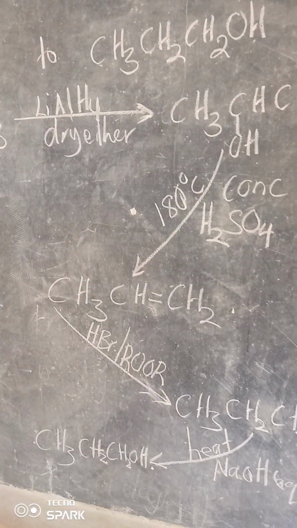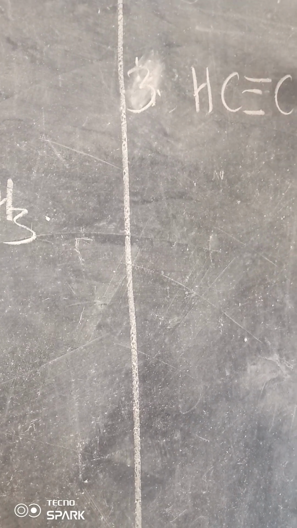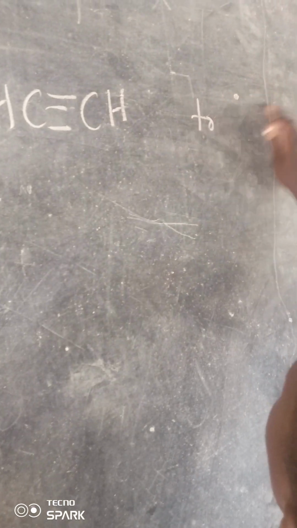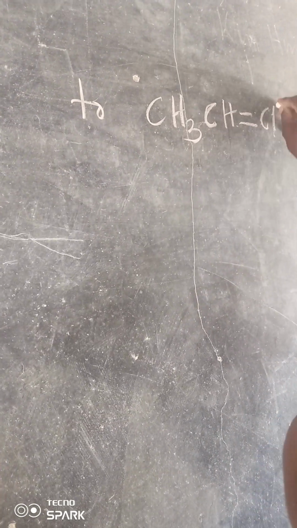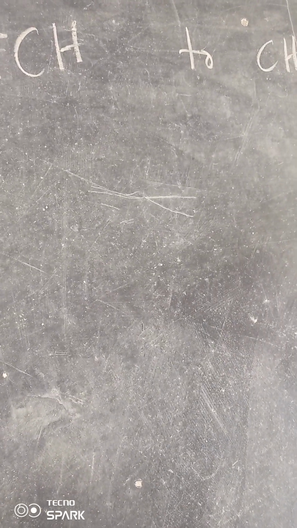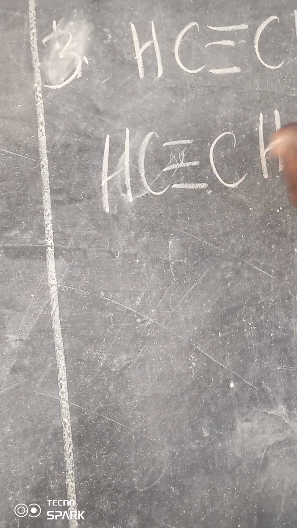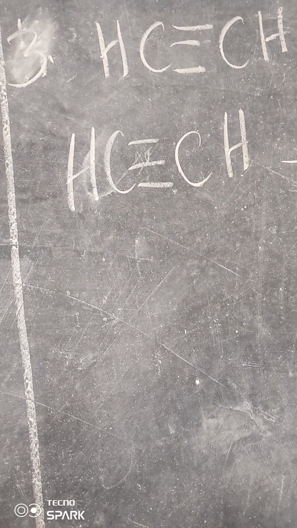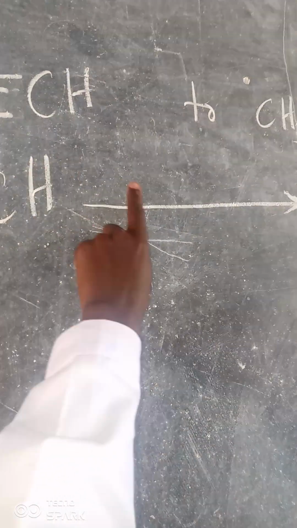Now another number. This is another number. This is ethyne, to ethylamine. How am I going to do it? I'm going to first increase the carbon atoms.